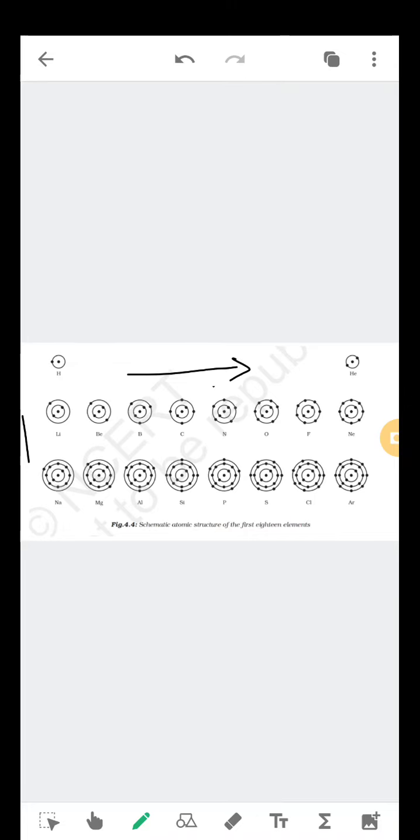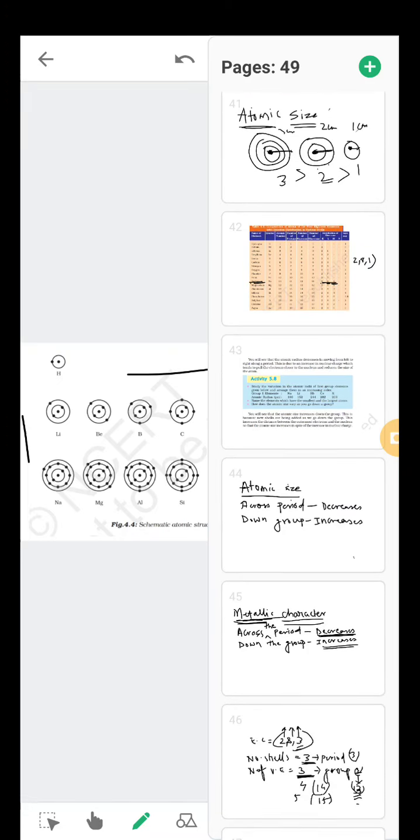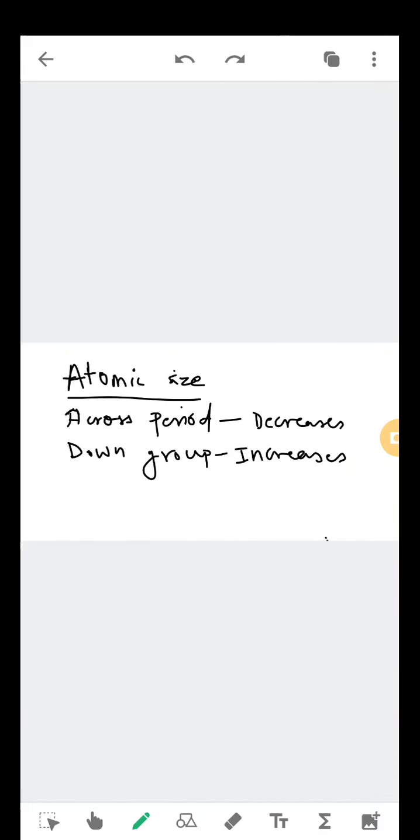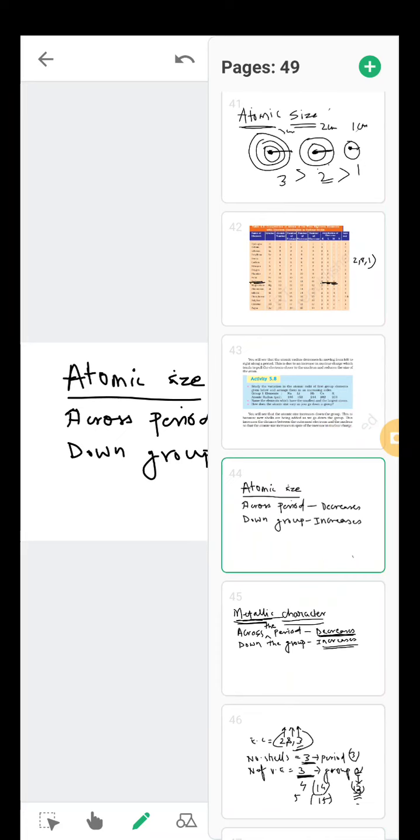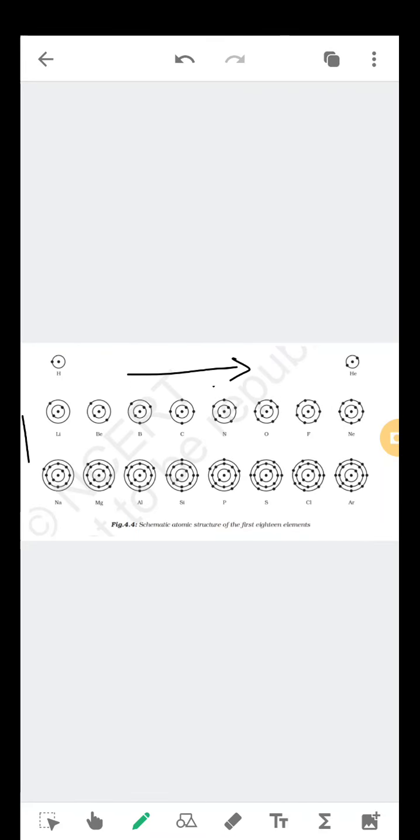Okay, so whenever you move from left to right, the atomic size decreases. You need to remember this. So atomic size decreases. Why this happens, I will just tell you. So when you go from left to right in this format, the atomic size decreases.